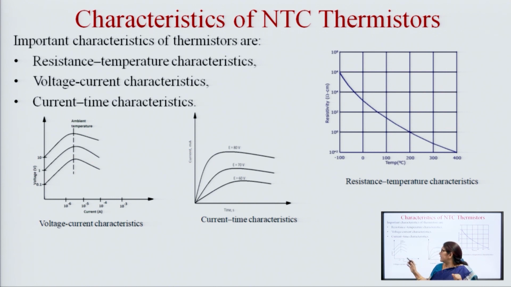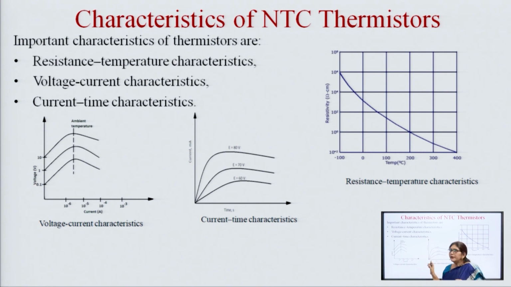Then the second curve is the voltage current characteristic curve. We can see that when the current is very small, the voltage rises because the resistance is less. But after a certain period of time, when current increases, it will go into self heating mode, and then the resistance decreases and the voltage drop across it also decreases.